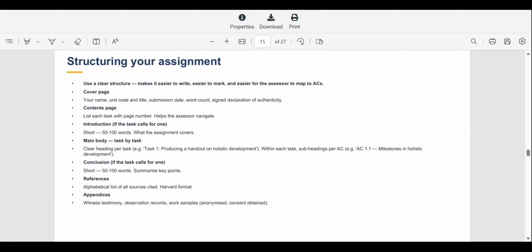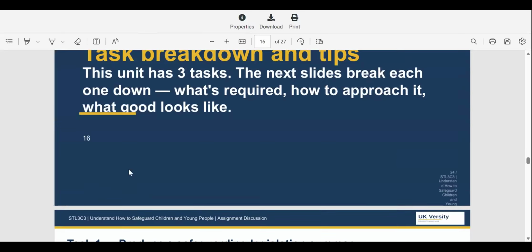Structuring your assignment, use a clear structure, it makes it easier to write. Cover page: your name, unit code and submission date. Contents page: list each task with the page number, which helps the assessor navigate what you've done. Introduction, if the task calls for one. Short, 50 to 100 words. Main body, task by task. Then a conclusion, and then reference list and appendices if need be.